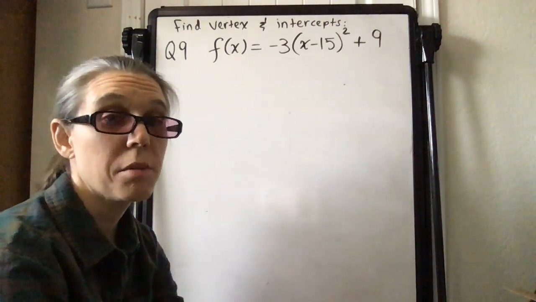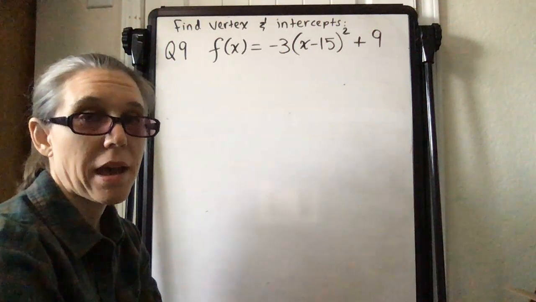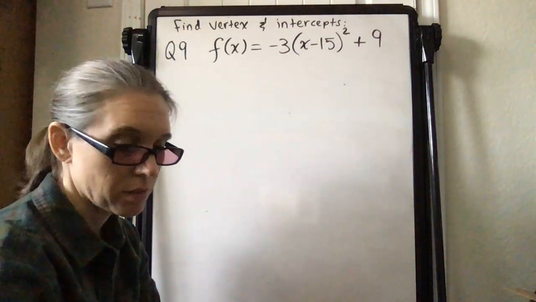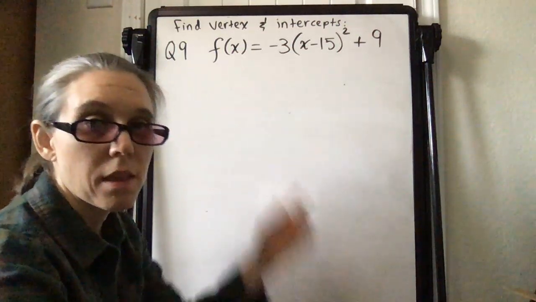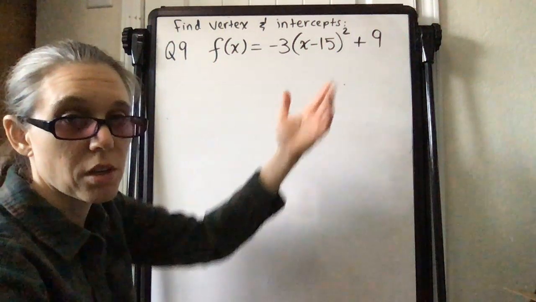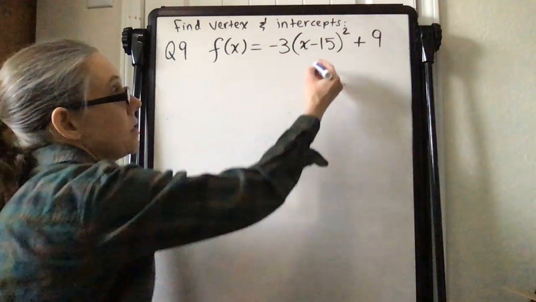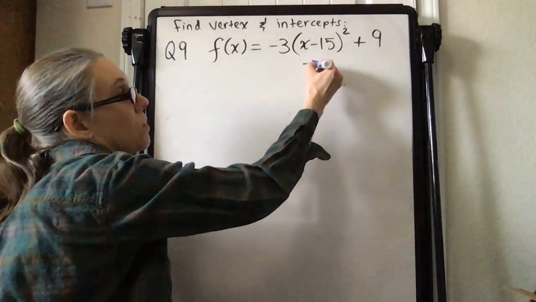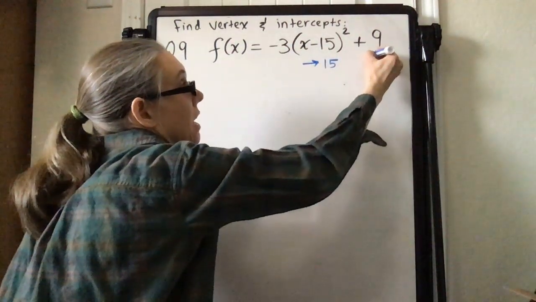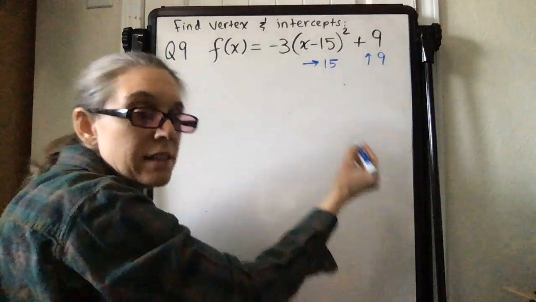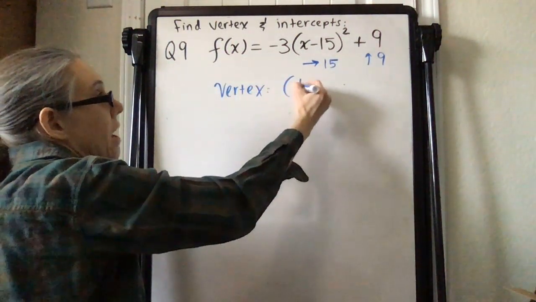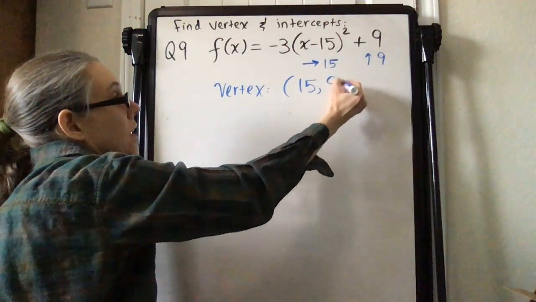Okay, so for question number 9 from MyOpenMath, what we need to do is find the vertex and the intercepts. So let's start with the vertex. This is already written in vertex form, which is what the book calls standard form. You can see here that we have a shift to the right 15, and we have a shift up 9. So that means that our vertex is at 15, 9.